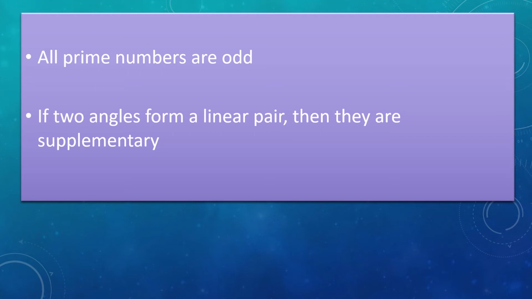Next, 2. All prime numbers are odd. Prime numbers are numbers that can be divided by 1 and itself. So 3 is an example, 13, 11, 23, 61. Those are all examples of prime numbers. But yes, they are all odd, but 2 is also a prime number. So that would be the counterexample here.